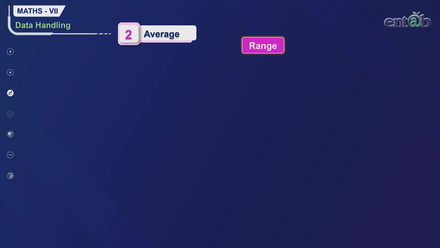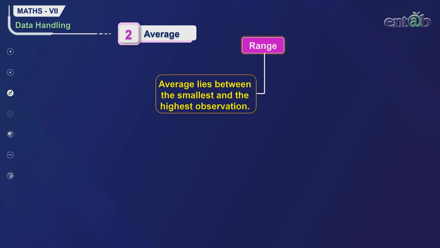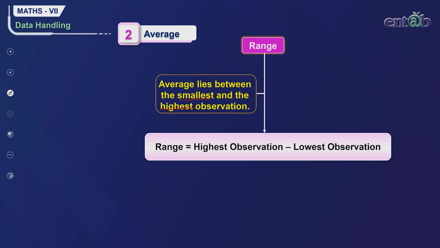Now, range is a very important concept because the central tendency, that means the average, will always lie between the highest observation and the lowest observation, right? And how can we calculate the range? The formula is highest observation minus lowest observation, right?